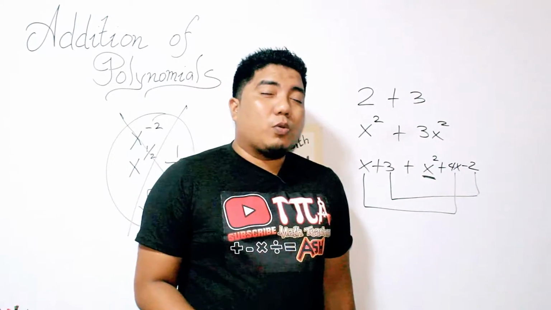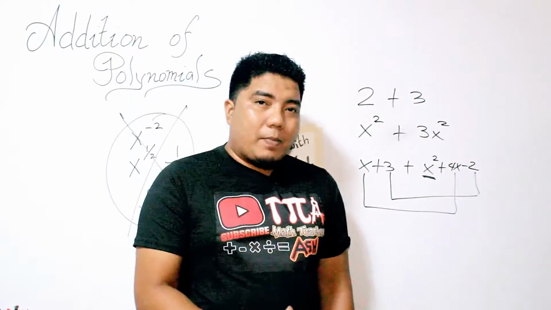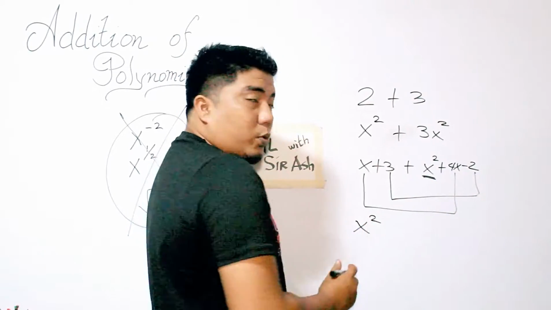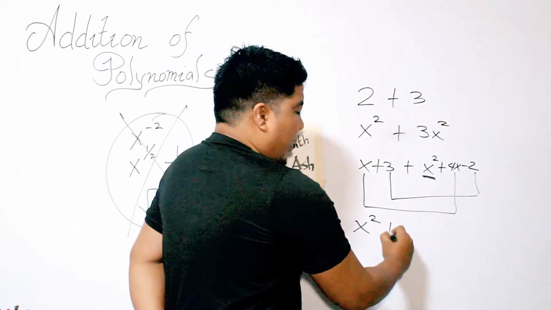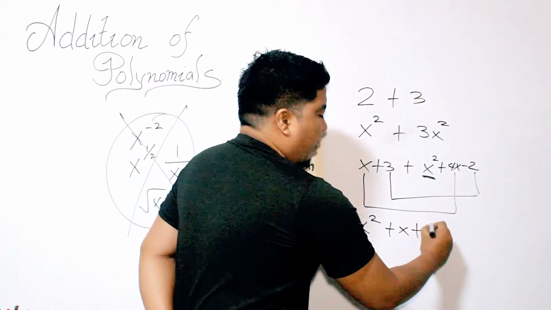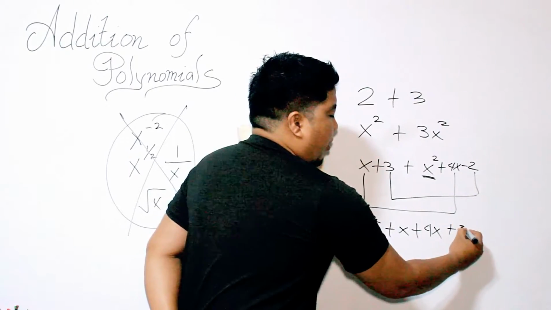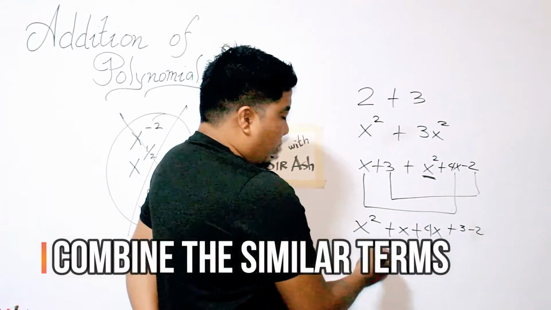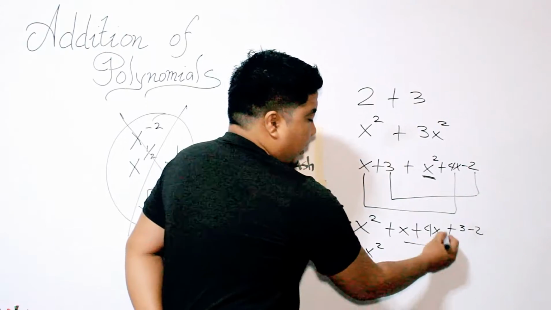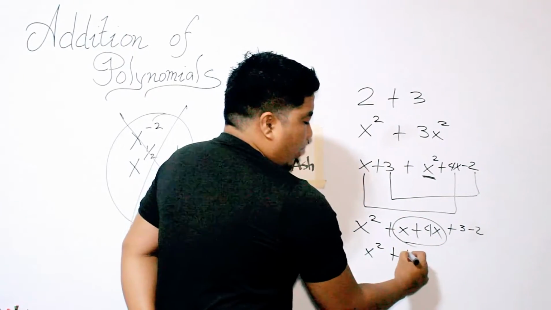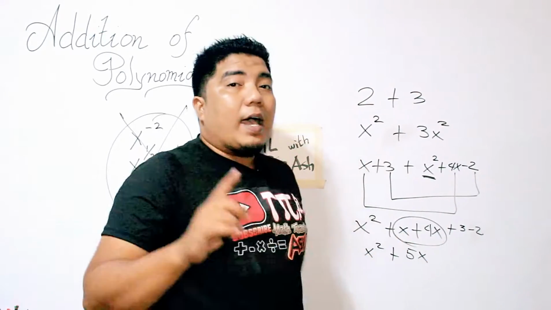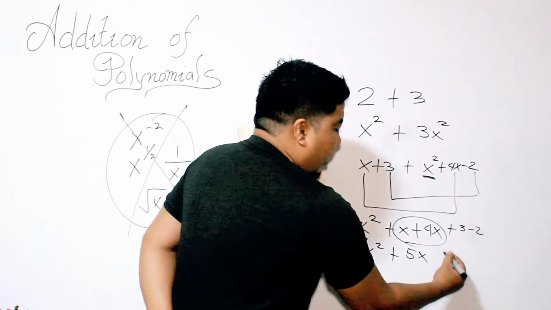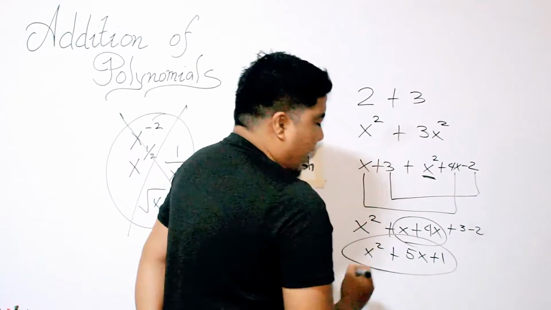Clear? Okay, now let's go to step 2. If you want to use the horizontal method, then what you can do here is group the like terms. So first, you get the x squared, and then the linear terms, that is positive x and positive 4x. And then you get the constant terms, that is positive 3 and negative 2. So now, you will combine the similar terms. This is the only term, so you just copy that one. This is the similar term. So x plus 4x will give you 5x, because this x here has a numerical coefficient which is 1. Okay? And then 3 minus 2, that is positive 1. So this will be your final answer.